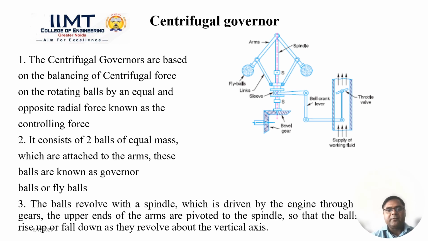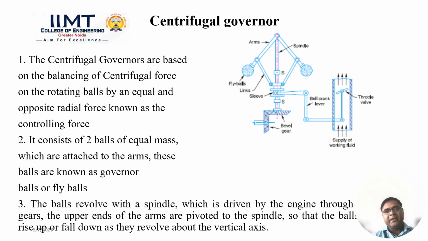and this is the lower arm. You can say that it is the link, and this lower arm is basically connected to the sleeve. The upper arm is basically connected to the fly ball, or simply you can say the ball of the governor, and the sleeve is directly connected to the bell crank lever, and the bell crank lever is connected to the supply of the fuel. So the spindle is running through the bevel gear, and basically this spindle is run by the engine shaft, and the engine shaft is connected to the bevel gear.